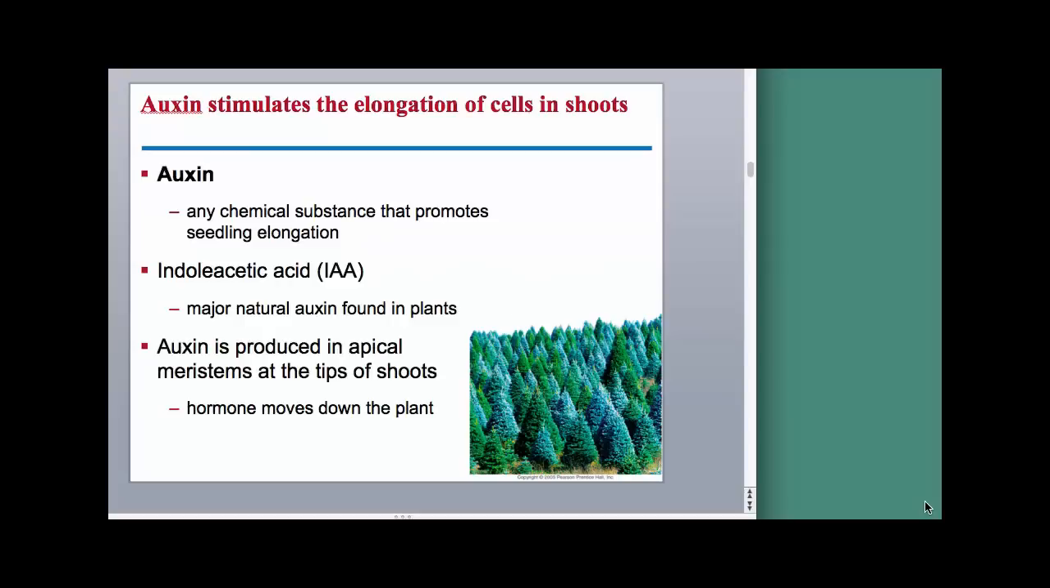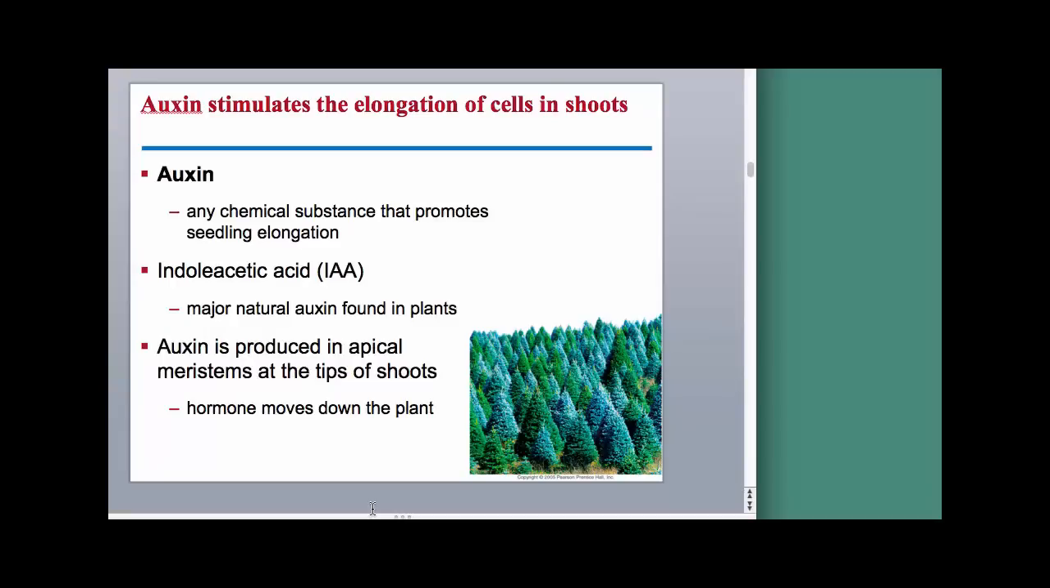Auxins is a chemical group that is released from the apical meristem or apical buds of a plant. We've talked about apical buds before when we talked about primary plant growth. Do you remember where the apical bud is? The hint I have here for you is that the auxin hormone moves down the plant. So where must it be located? Right.